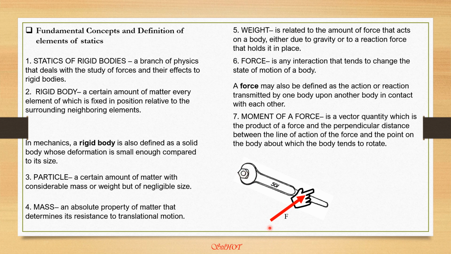then the amount of moment is simply the magnitude of the force and that perpendicular distance from the point where rotation is possible to the line of action of the force. So this perpendicular distance to the force is called the moment arm, and the point on the body about which rotation is possible is called the moment center.